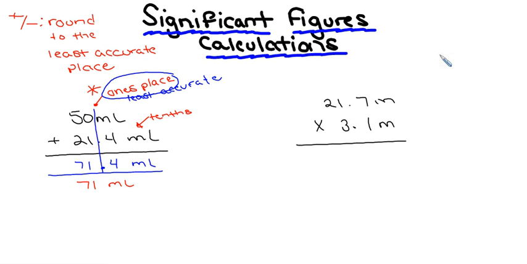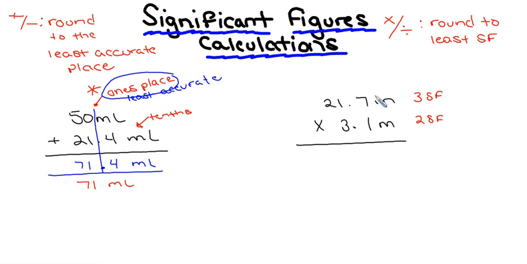So moving over to the left, we have a different rule because we're dealing with multiplication and division. This rule is slightly different. You round to the least sig figs in your problem. So here we have two numbers. This number right here has 3 significant figures. The number below has 2 significant figures.